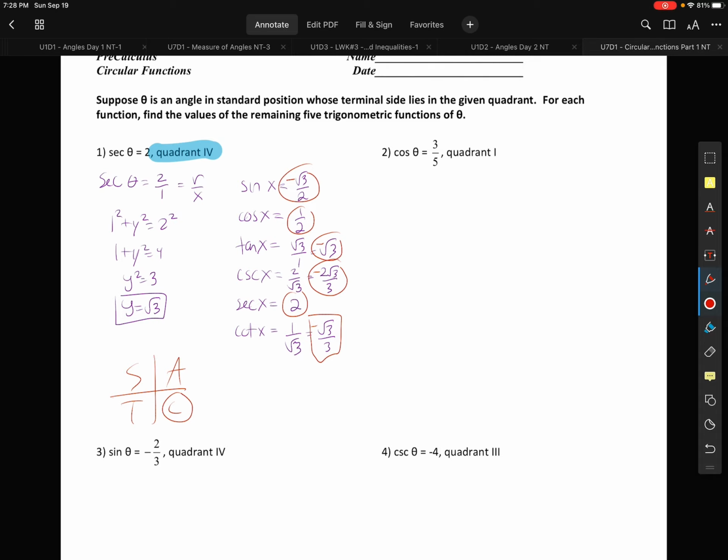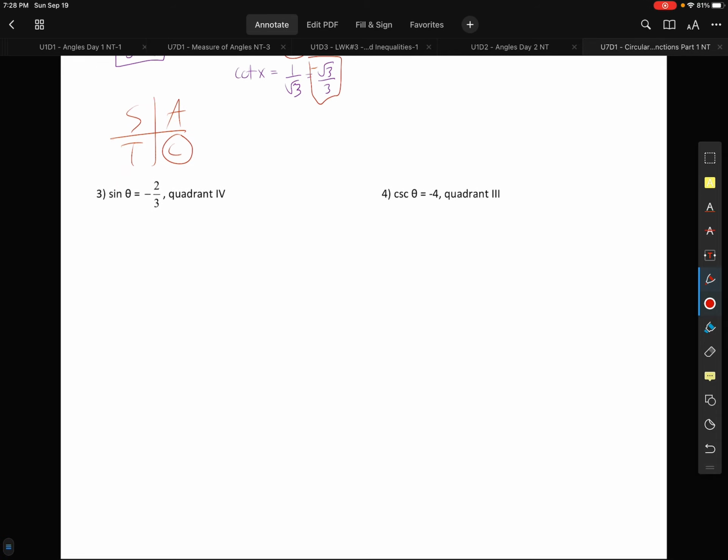Alright, problem 3. Let's do problem 3 together. Alright, so sine equals negative 2 over 3. So why did I give the negative to the numerator? Well, sine is y over r. And if we're talking about negatives, you can never have a negative distance. So the radius always has to be positive. So I got negative 2 squared plus x squared equals 3 squared. So x equals 9 minus 4, 5, rad 5.